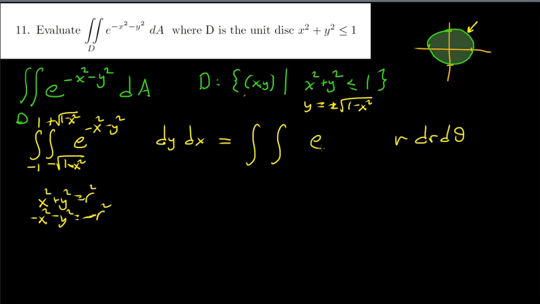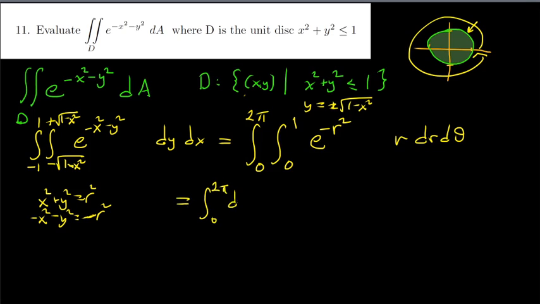So the integrand here is just e to the negative r squared. R, of course, goes from 0 to 1 because it's the unit disk, radius 1. And theta, well, we want the entire disk, right? We want to go all the way around, so 0 to 2 pi. There's no theta dependence here, so we can just do the d theta separately.